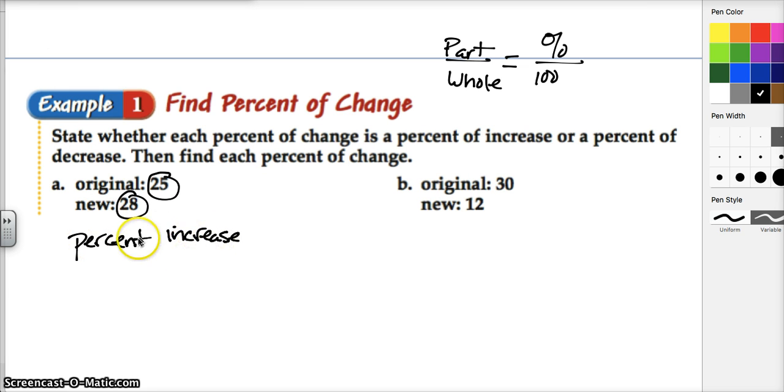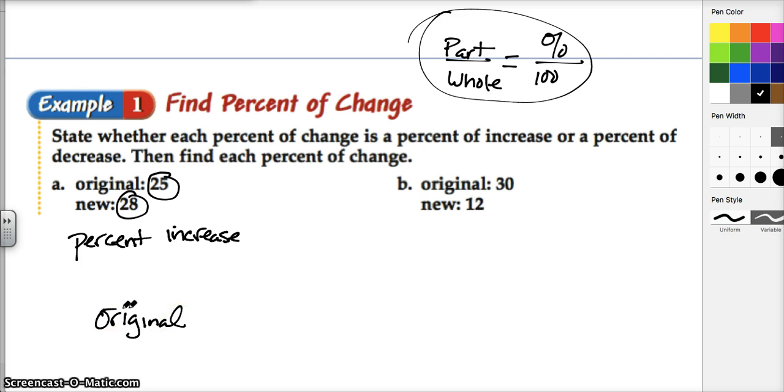The first part is that it's a percent increase, and the second part is to figure out by how much. This is going to be our guiding force when we deal with any percentages. But when we're dealing with percent increase or percent decrease, we consider not the whole, but the original. And then we consider the change amount as the part we're concerned about.